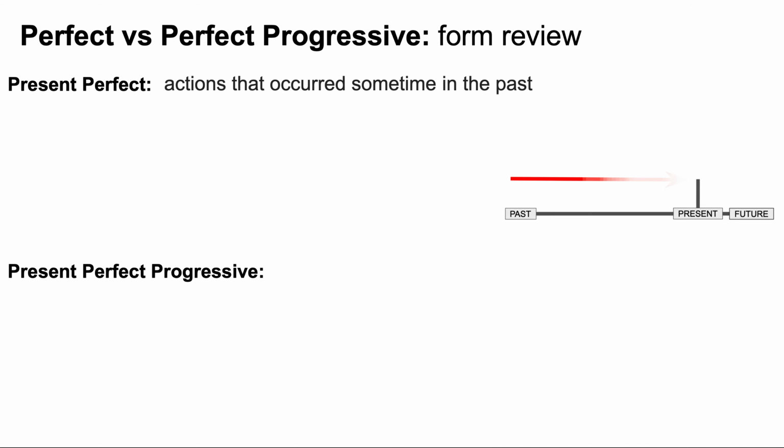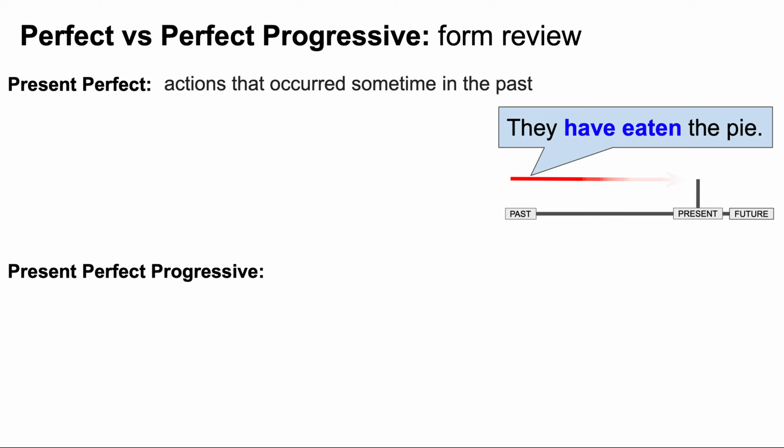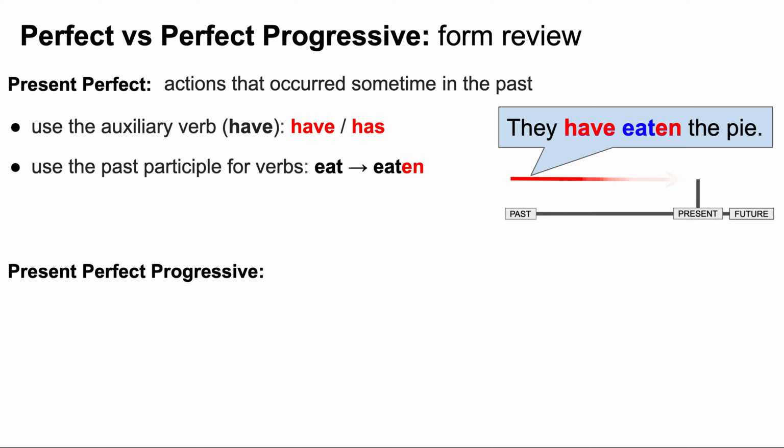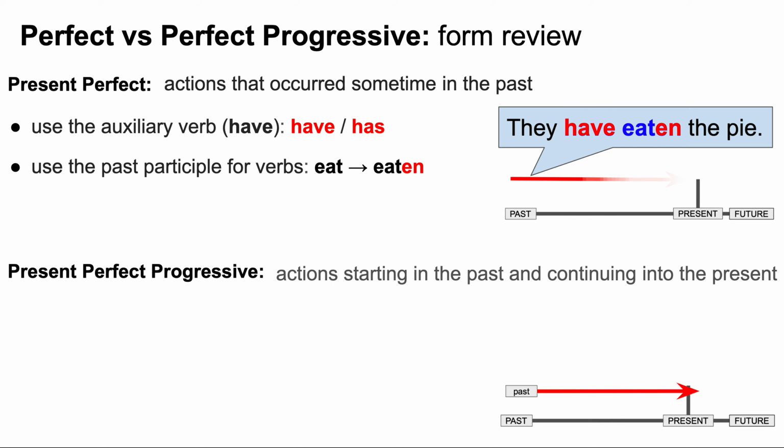The present perfect is used for actions that occurred sometime in the past. For example, they have eaten the pie. For the form, we use the auxiliary verb have, and we use the past participle for verbs. So eat, ate, eaten.